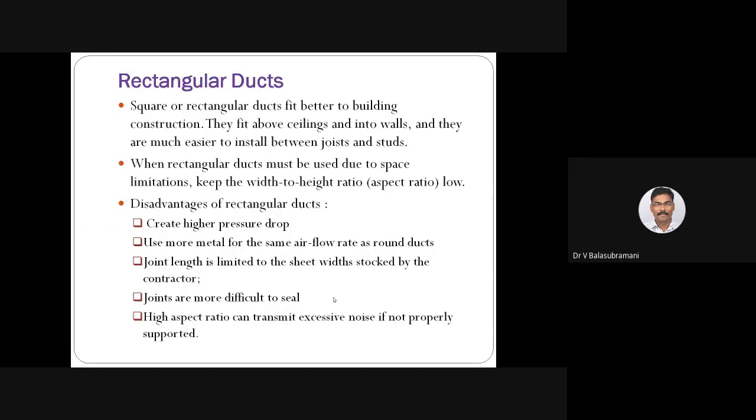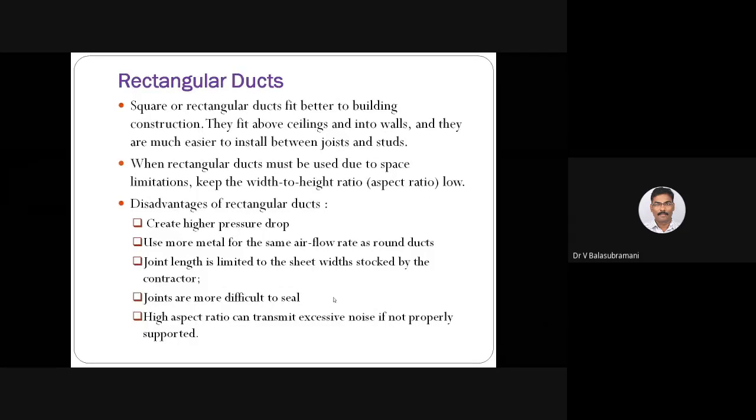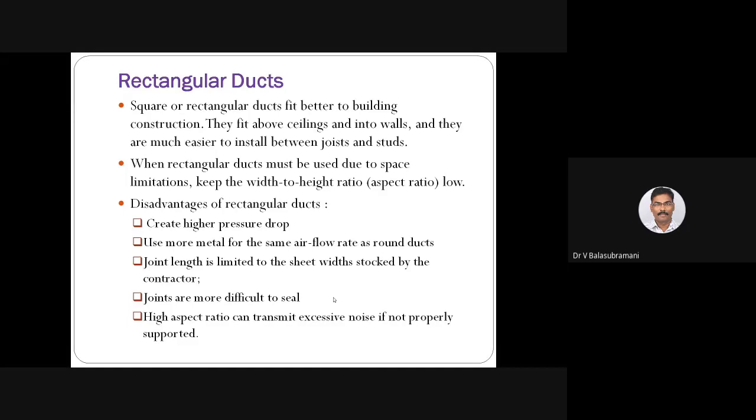But limitations? Practically there is only one limitation: the fabrication as well as fitting with the ceiling. We cannot easily fit it into the ceiling, so we have to design suitable fixtures and other things. Those things are very difficult, and the joining of the branch to the main also creates a lot of issues in a circular duct.